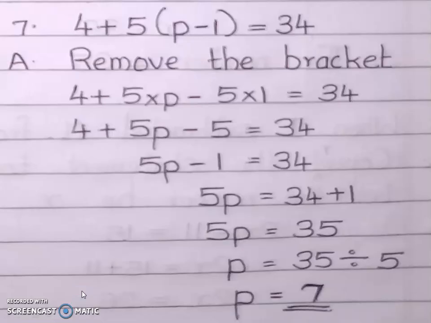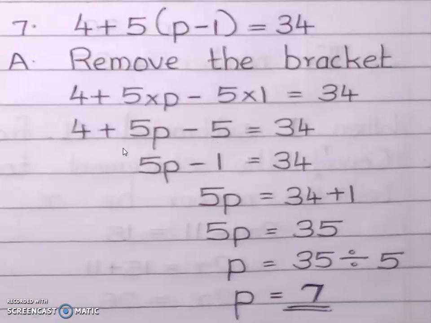Next question. 7th one. 4 plus 5 into (p minus 1) equal to 34. Now, 4 I wrote as such. Removing the bracket, 5 into p, 5p, minus 5 into 1, 5.